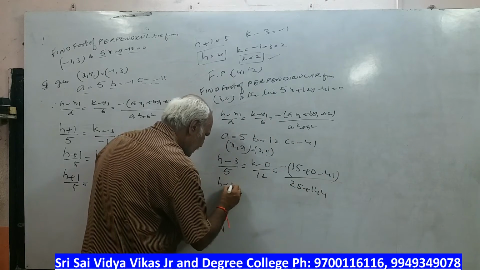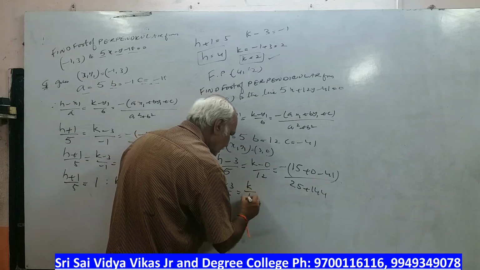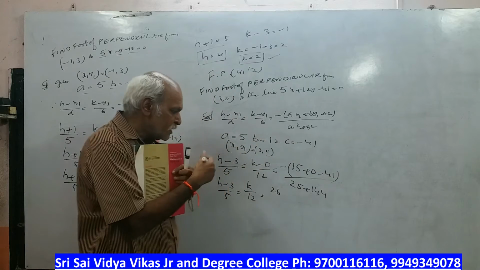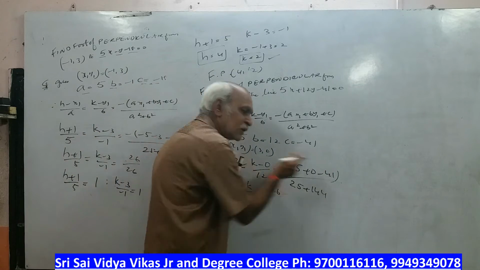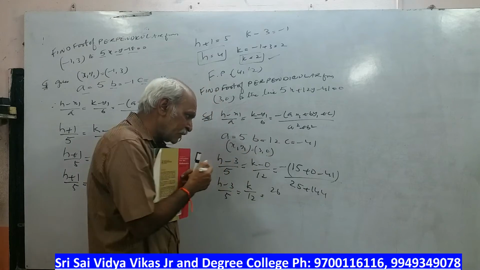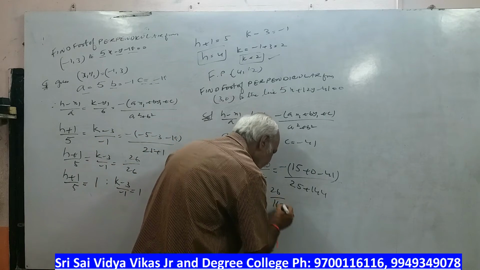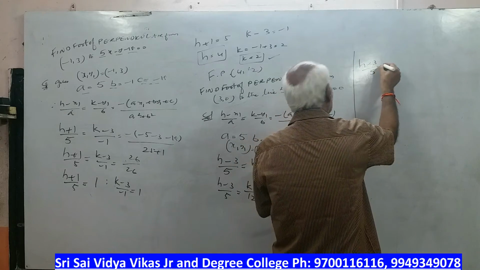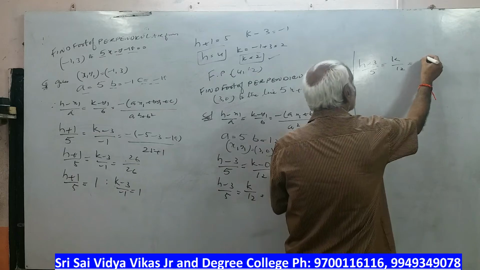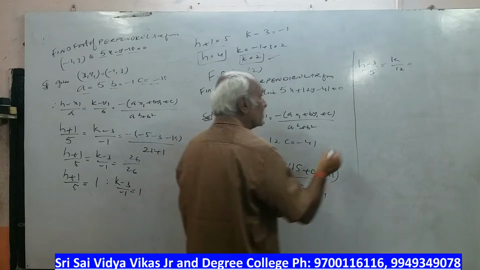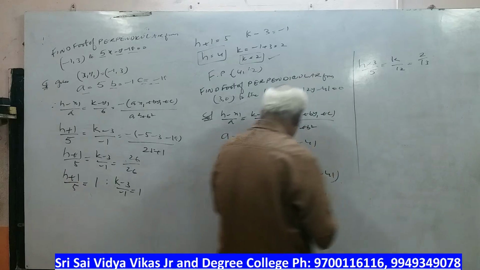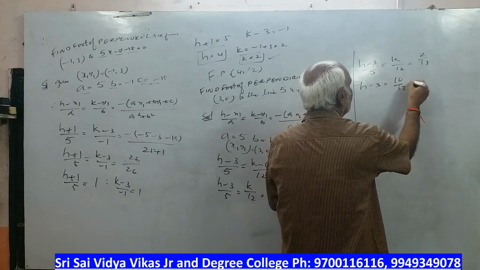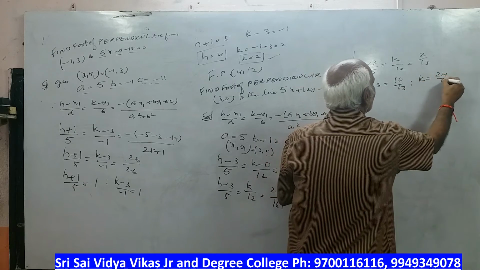So this becomes (h minus 3) by 5, k by 12, is equal to 26 by 169, because 15 minus 41 is minus 26, and minus of minus becomes plus. Now (h minus 3) by 5 is equal to k by 12 is equal to, I am cancelling by 13: 13 twos are 26, 13 thirteens are 169. So 2 by 13. Therefore h minus 3 is equal to 10 by 13, k is equal to 24 by 13.